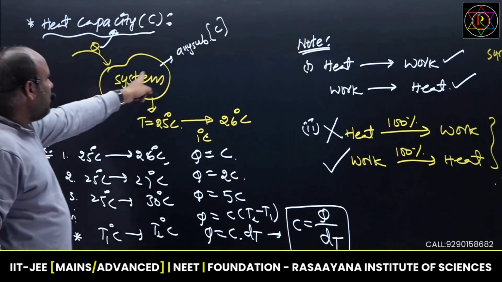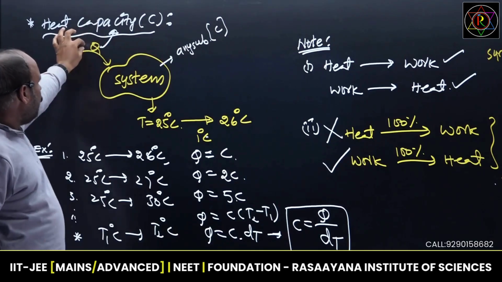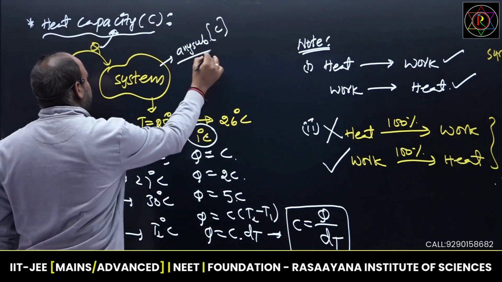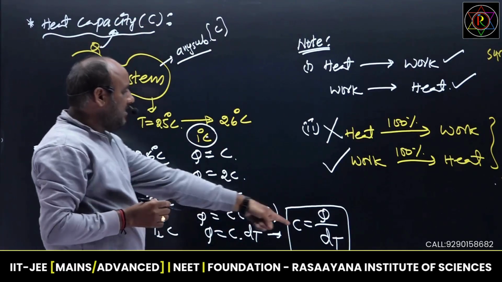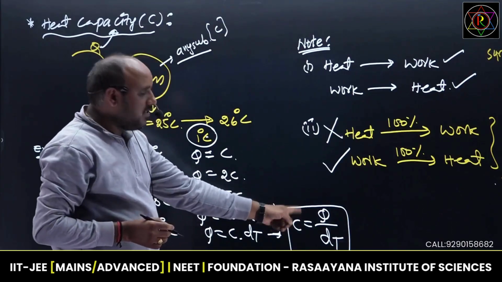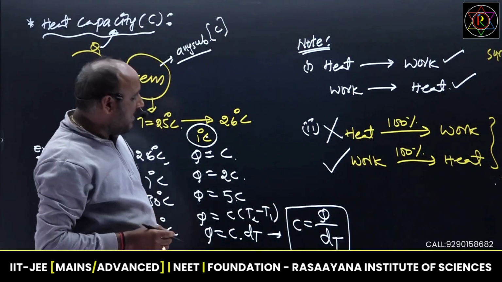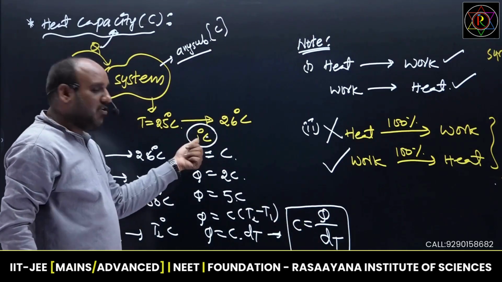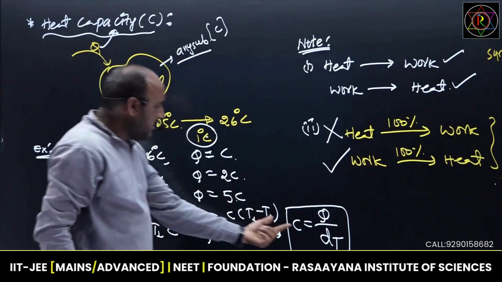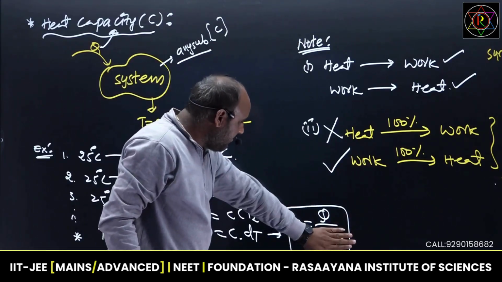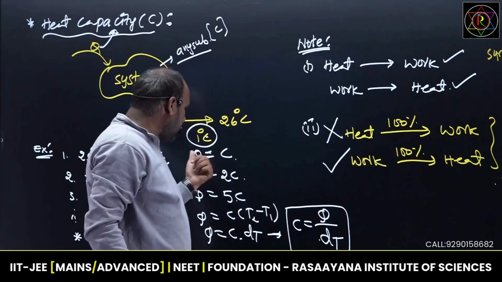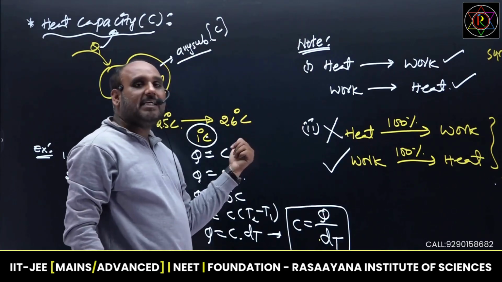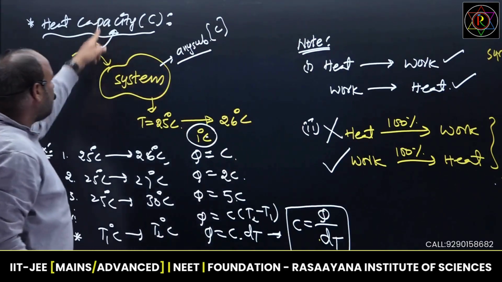Simply again, for any substance, the amount of heat required to raise the temperature by 1 degree centigrade is known as heat capacity, and its equation is C is equal to Q by dT. dT means change in temperature. How much is the change in temperature? 1 degree centigrade. So dT is 1. Therefore when dT is 1, Q is equal to C. That's why we wrote Q is equal to C, meaning the amount of heat is equal to heat capacity. So this is about heat capacity.